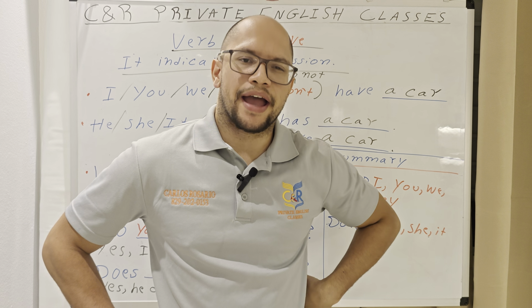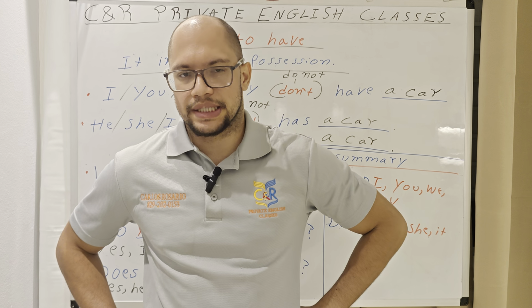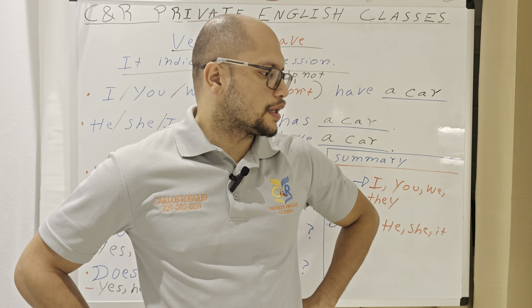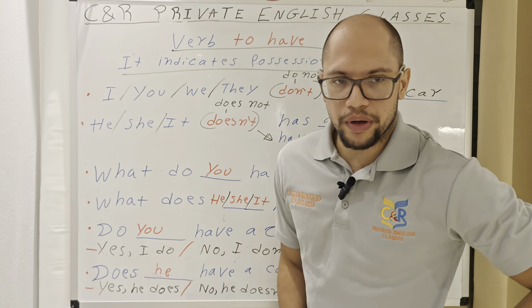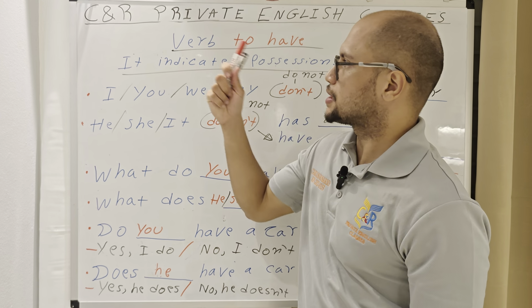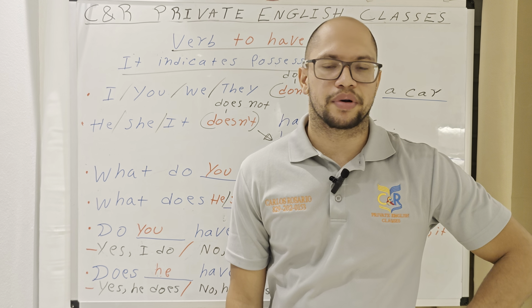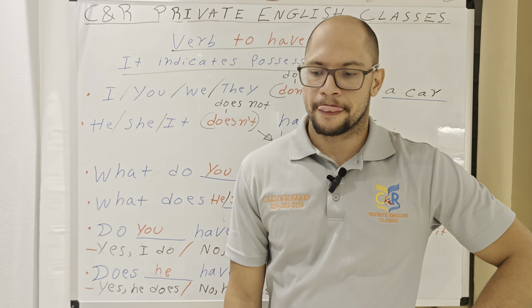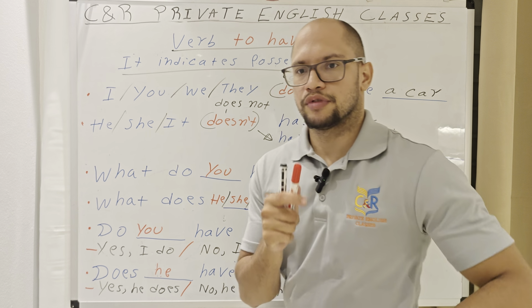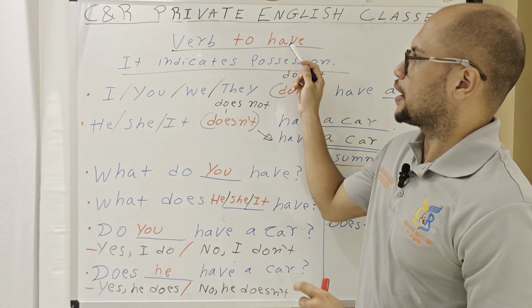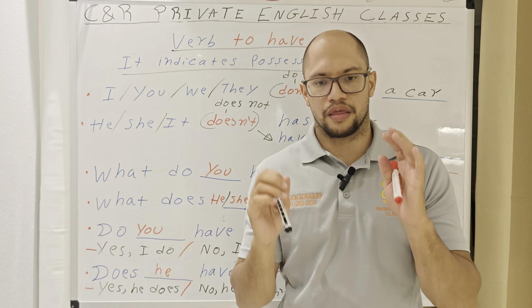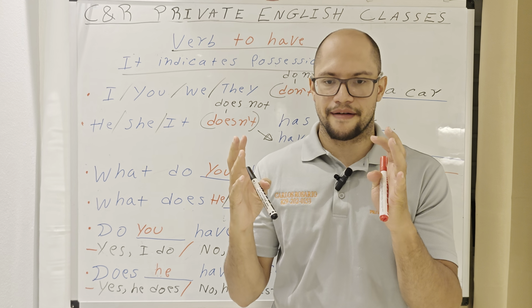For today, I have a lesson for you. And remember that we are here at CNR Private English classes, and we're going to be working with have, the verb to have.